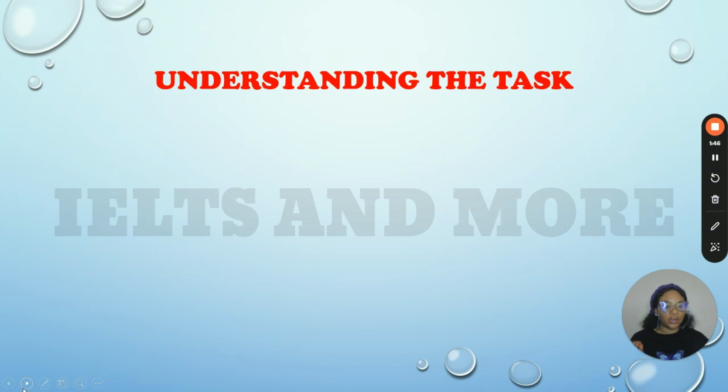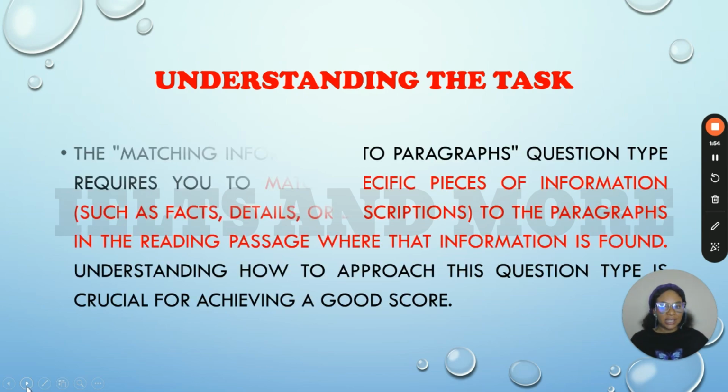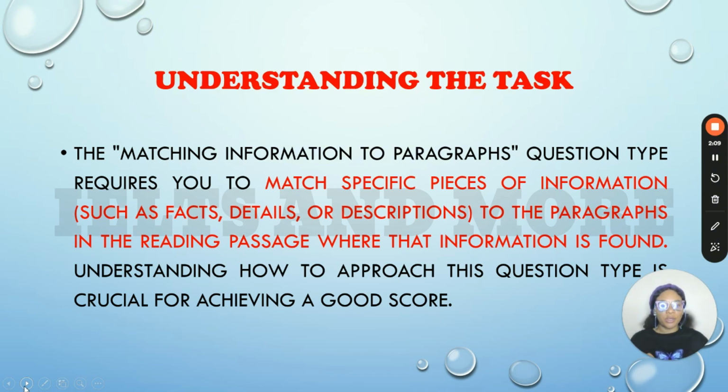So starting with understanding the task, what exactly is required of you for this particular question type? So basically, the matching information to paragraph question type requires you to match specific pieces of information such as facts, details, or descriptions to the paragraphs in the reading passage where that information is found. Understanding how to approach this question type is crucial for achieving a good score.